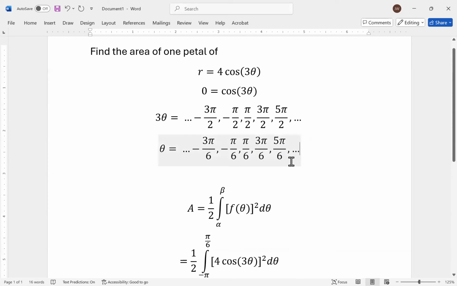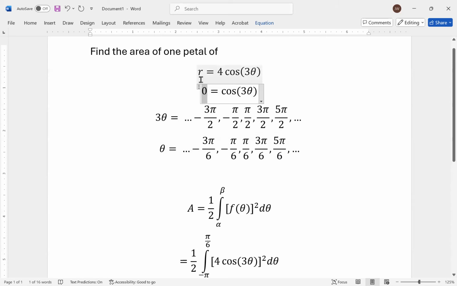5 pi over 6 to 7 pi over 6, you get another petal. In fact, you'd get a repeat of one of the ones you've already found. And you could keep going through that. And then between any two bounds, that would work. Now, that works in this case because we cross over the origin a bunch of times.